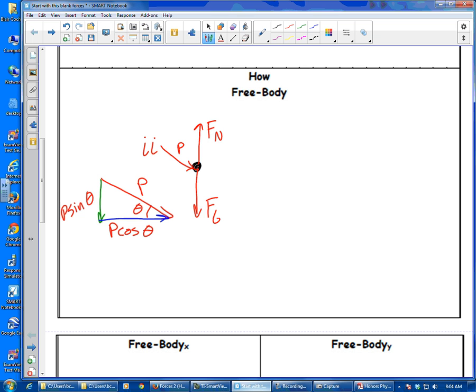I would do the same thing over here for part 3. Right? F G, force normal, P in this direction. Now the difference is that when I deconstruct my P, I get my vertical component as opposed to my horizontal.